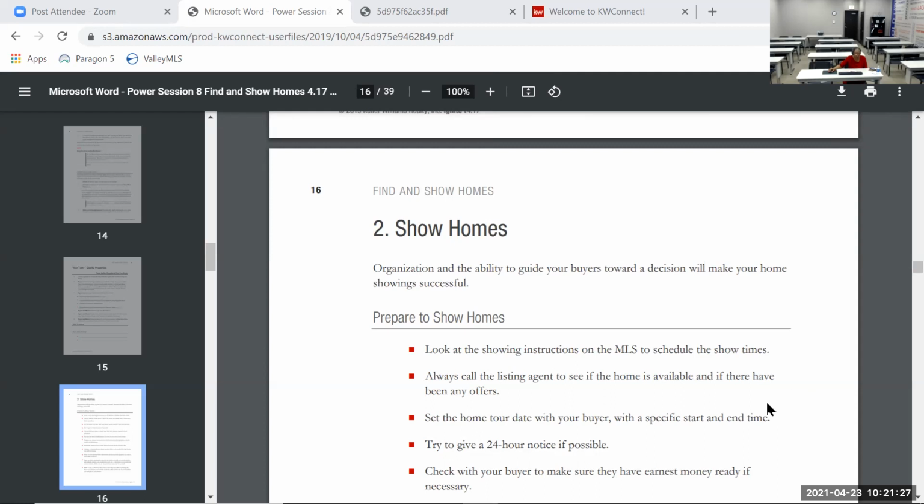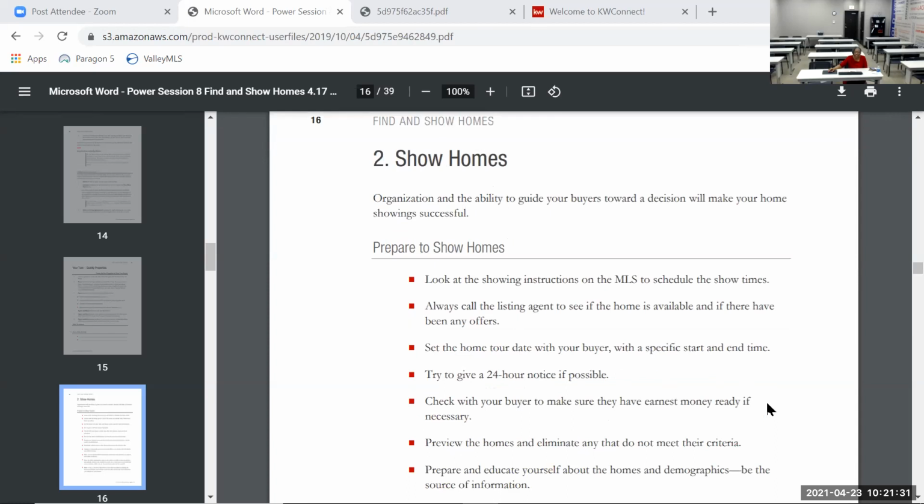Always call the listing agent to see if the home is still available and if there have been any offers. Set the home tour date with your buyers with a specific start and end time. In other words, if it's just the one particular home, we're scheduled to go and see this home from 4 to 4:30. That's our start time, that's our end time.